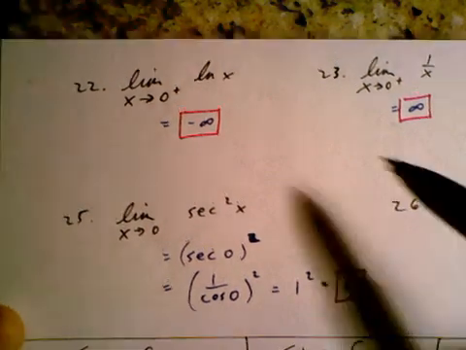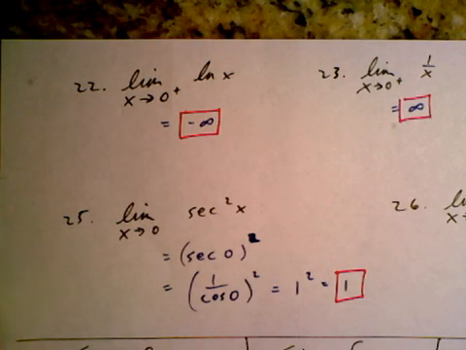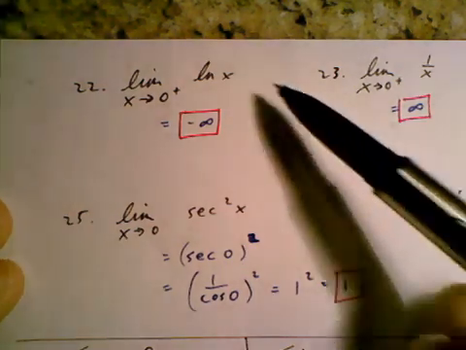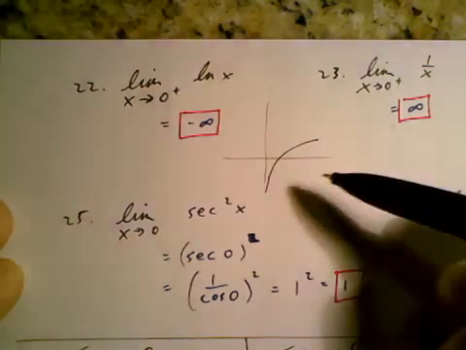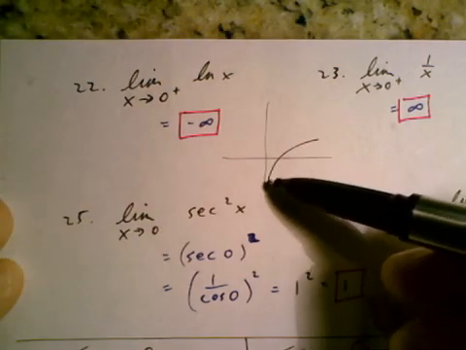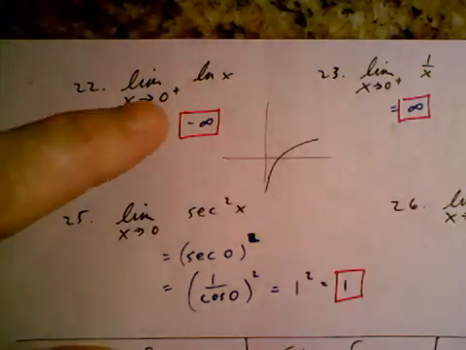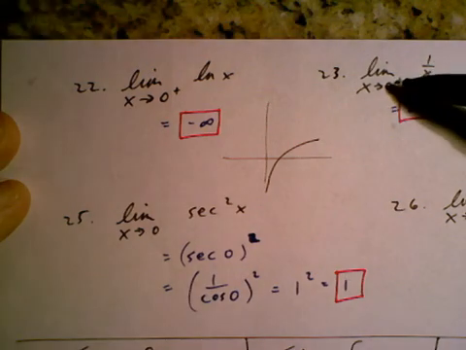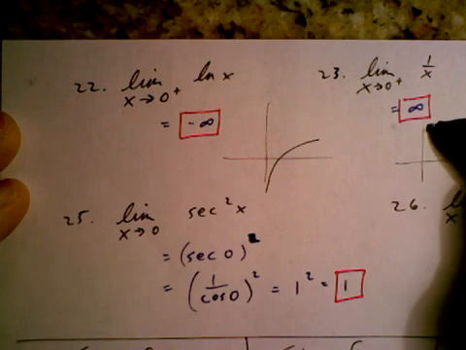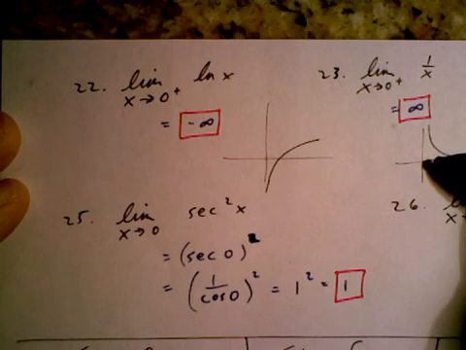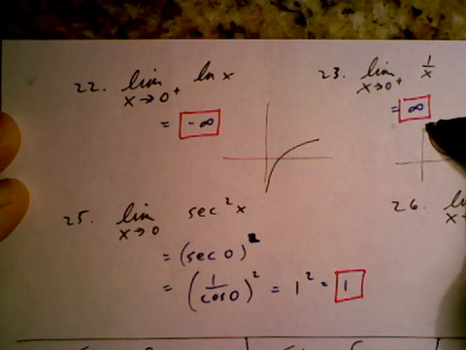22, 23, and 25. Just replace x with whatever x is approaching. And the ln of x, when you look at the graph of the ln of x, you see that as x is approaching 0 from the right, the y values are getting smaller and smaller down to negative infinity. Same thing here with 0 from the right of 1 over x. We know the graph of that from the right hand side: as x is approaching 0 from the right, the y values are getting really, really big up to positive infinity.